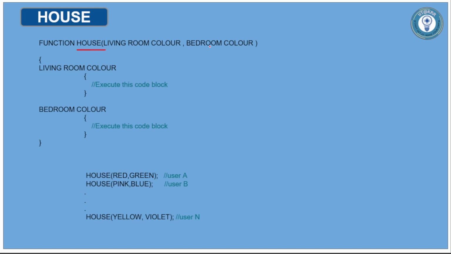User A wants the living room color to be red and the bedroom color to be green, and user B wants it to be pink and blue, and we can write code for n number of users. This will reduce the length of our code. Here we defined a function block and we call this function by its name whenever we need.